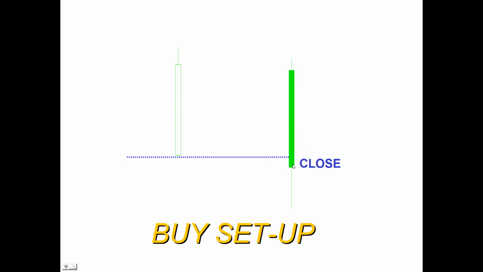You can buy at the market. You can place a limit a little bit lower. You can wait for it to confirm once it trades above here. It's entirely up to you. But this is a high probability buy setup. All right, let's look at the opposite side. What if we're going short or looking to sell?